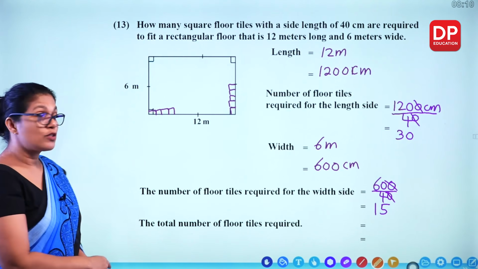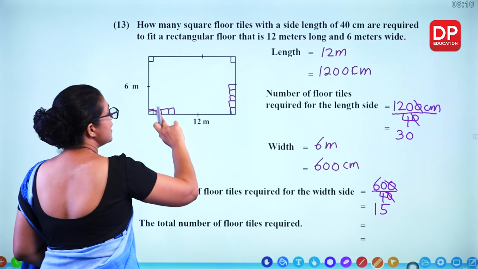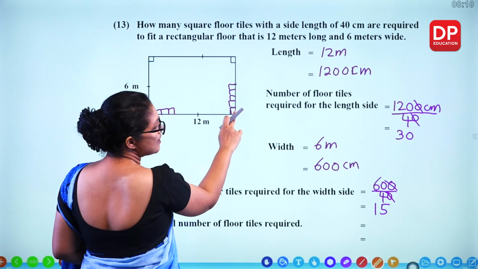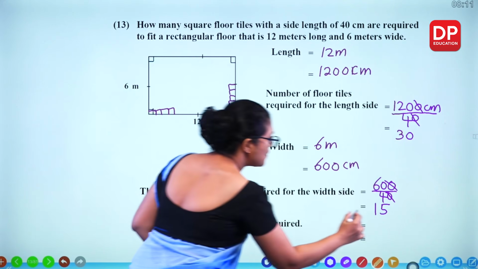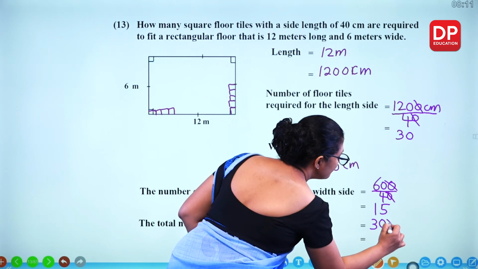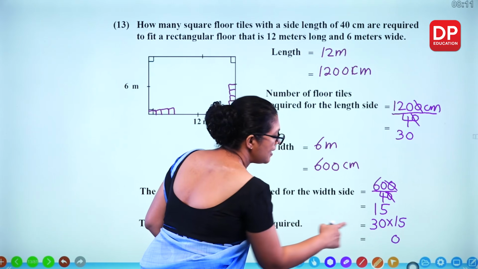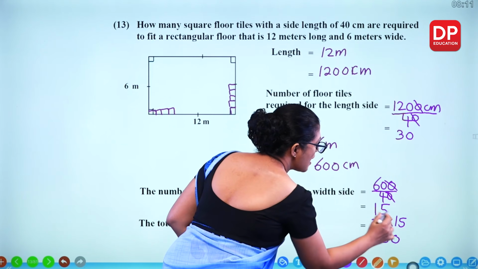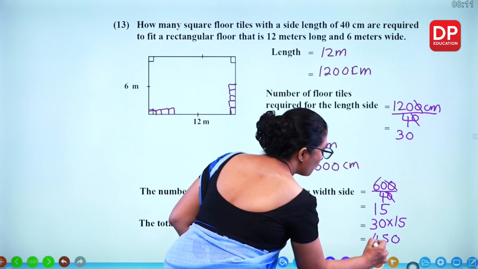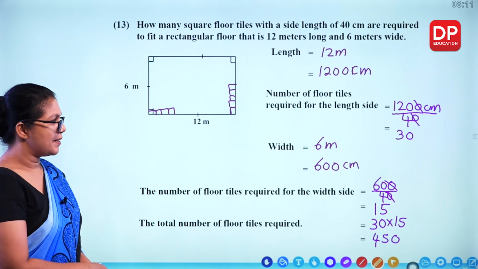Now what's the total number of tiles you need? You need here this side 30, this side 15. 30 times 15. So multiply by 3, putting 0, 3 times 5, 15, 3 times 1, 3 plus 1, 4. Altogether 450 tiles you need.